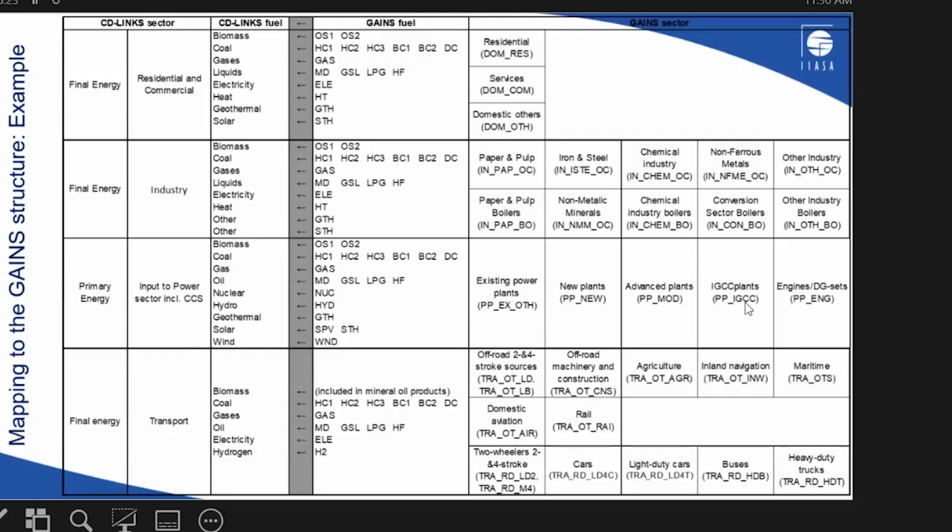We also include the diesel generator sets in the power plant sector if they are being used for electricity generation. If they are being used for water pumping application, then it goes in domestic other sector, because it includes fuel use in forestry and agriculture and so on. Fuel use in tractors, fuel use in drying, fuel use in water pumping. So it will go in DOM other. Similarly, in the transport sector, you can see that we have 2-stroke and 4-stroke sources. We have buses, we have light and heavy duty trucks, and so on. So this is the structure of the GAINS sectors.